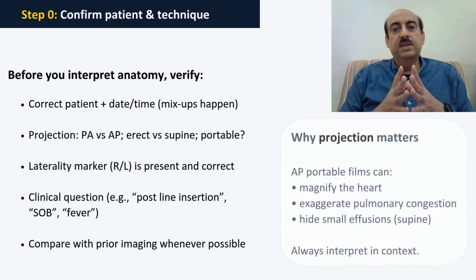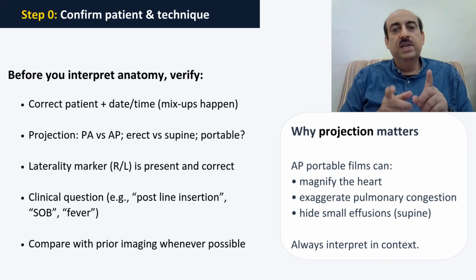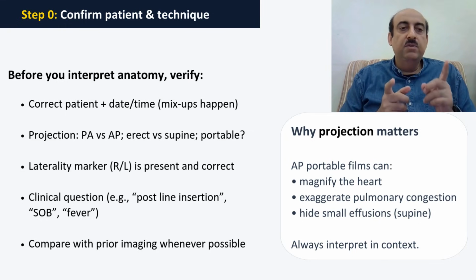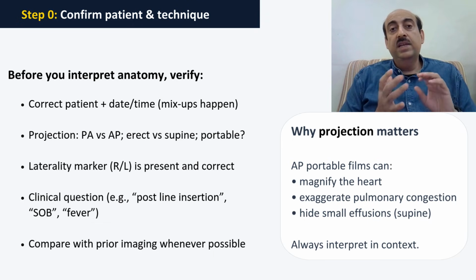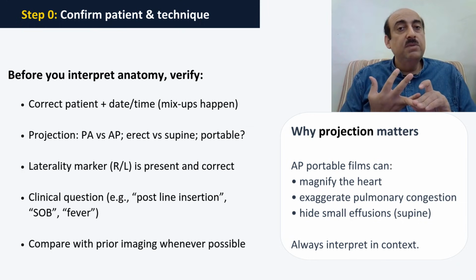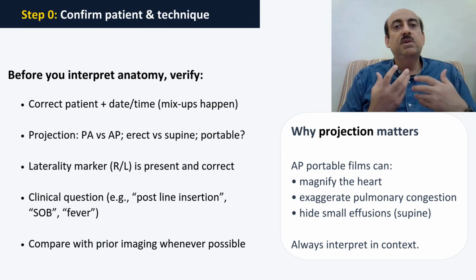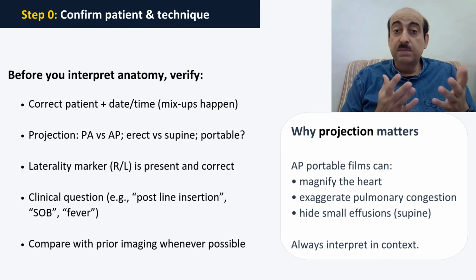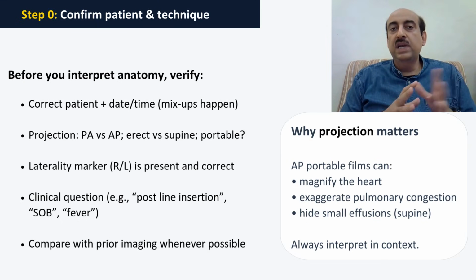And in step 0, one of the most important aspects is the projection. And why do I say that? Because if it's not the right projection and if it's an AP film, it can mislead the reader or physician about the size of the heart. So it can look bigger. It can exaggerate the pulmonary congestion. So it might appear that there is an element of fluid overload or heart failure, which it may not be. And also in supine AP films, it can hide some of the smaller effusions.